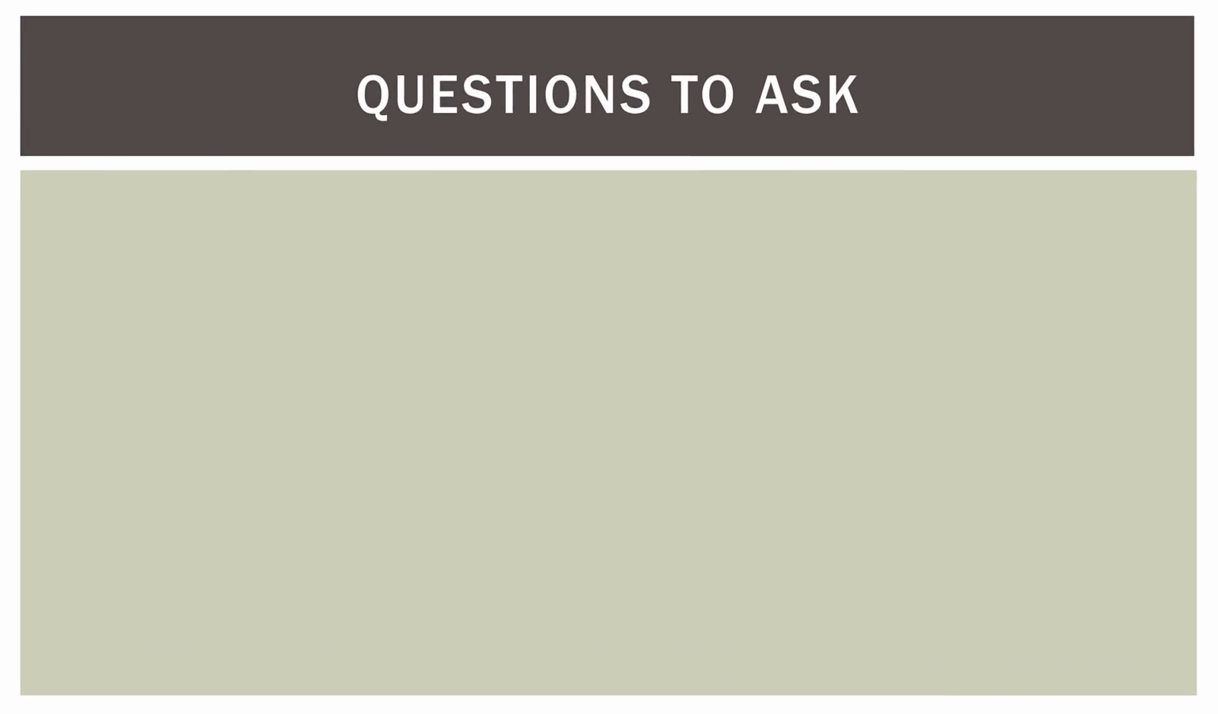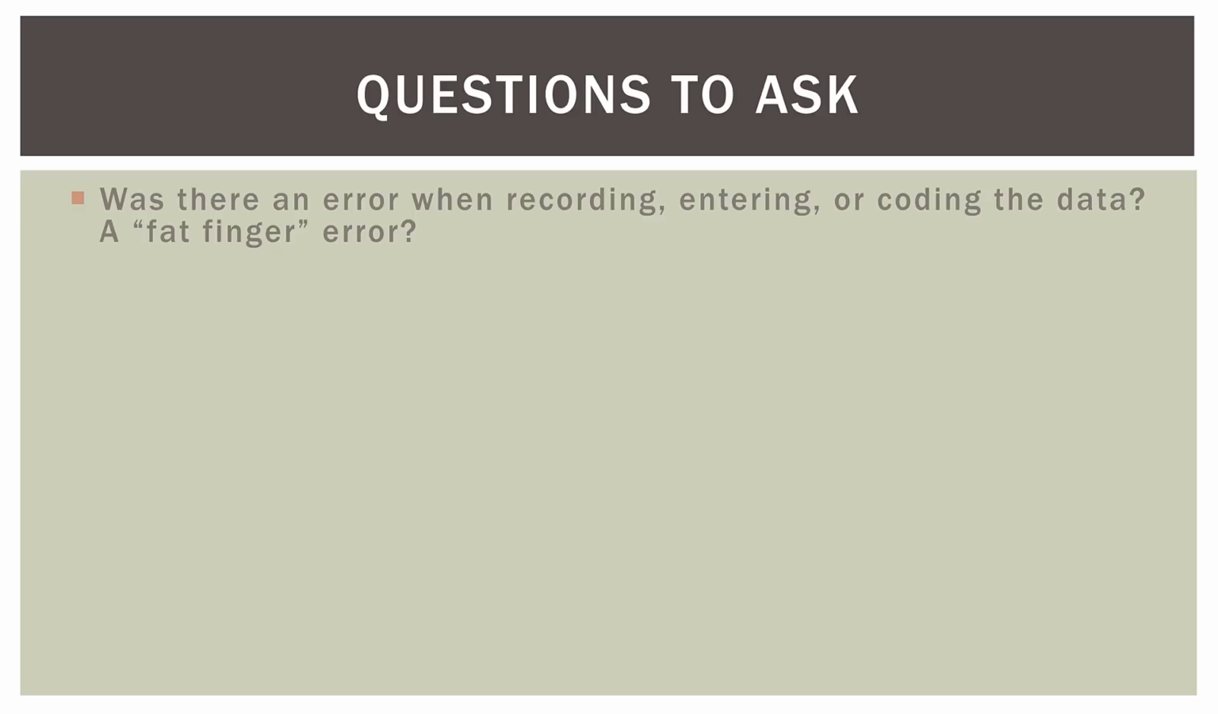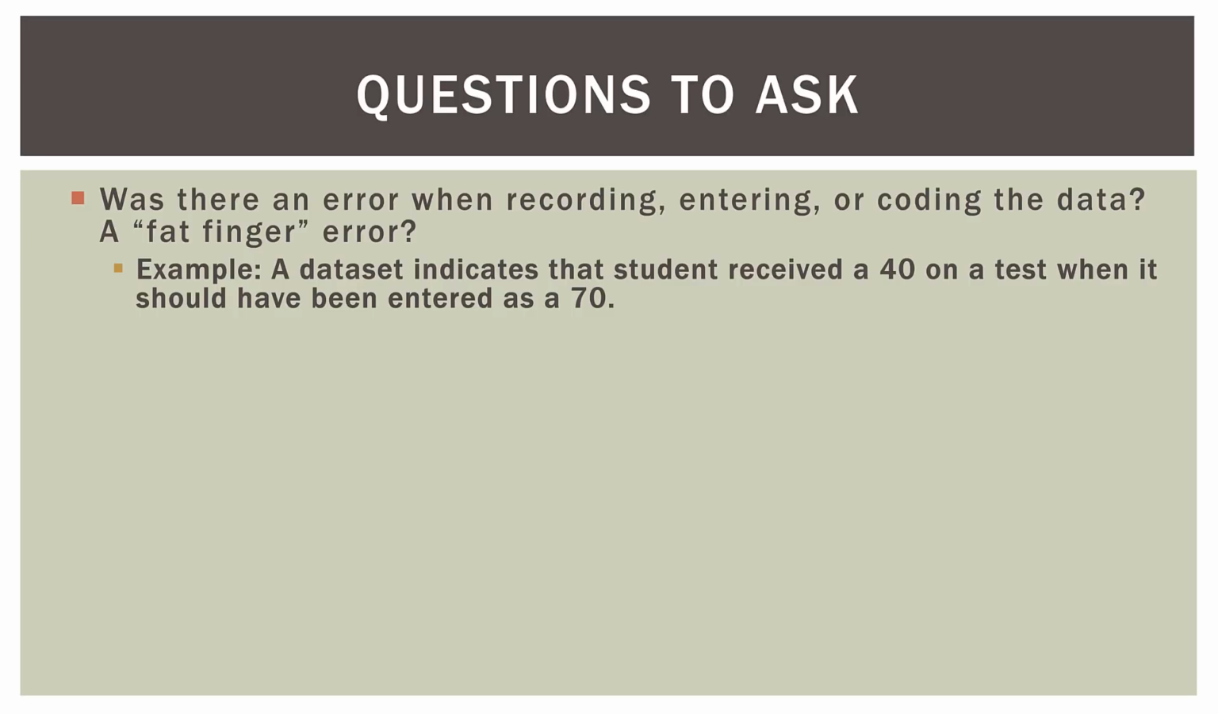So here are some questions to ask, some real-world questions. Was there an error when recording, entering, or coding the data? What we might call a fat finger error. So for example, a data set indicates that a student received a 40 on a test when in fact it should have been entered as a 70. If you look at most keypads, you'll see that the 7 and the 4 are close to each other. So if you're typing in data really quickly, it would be really easy to hit 40 instead of 70, and we'd call that a fat finger error.